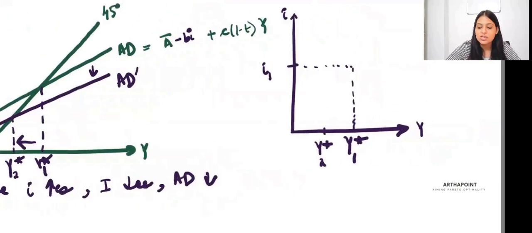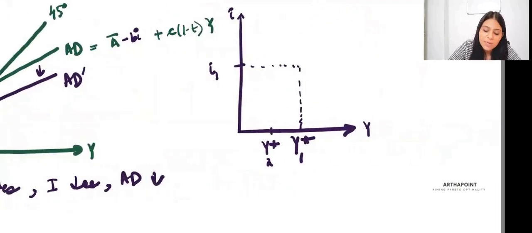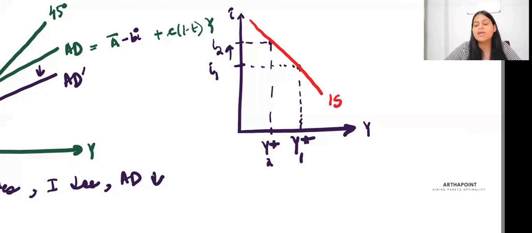Output has decreased. Why did output decrease? Because the interest rate increased. I can mark this here, and this point. If I join this curve, this gives me my IS curve. So what does the IS curve show? It shows that if the interest rate is this much, then this is the equilibrium level of output. So it is showing combinations of interest rate and equilibrium output.